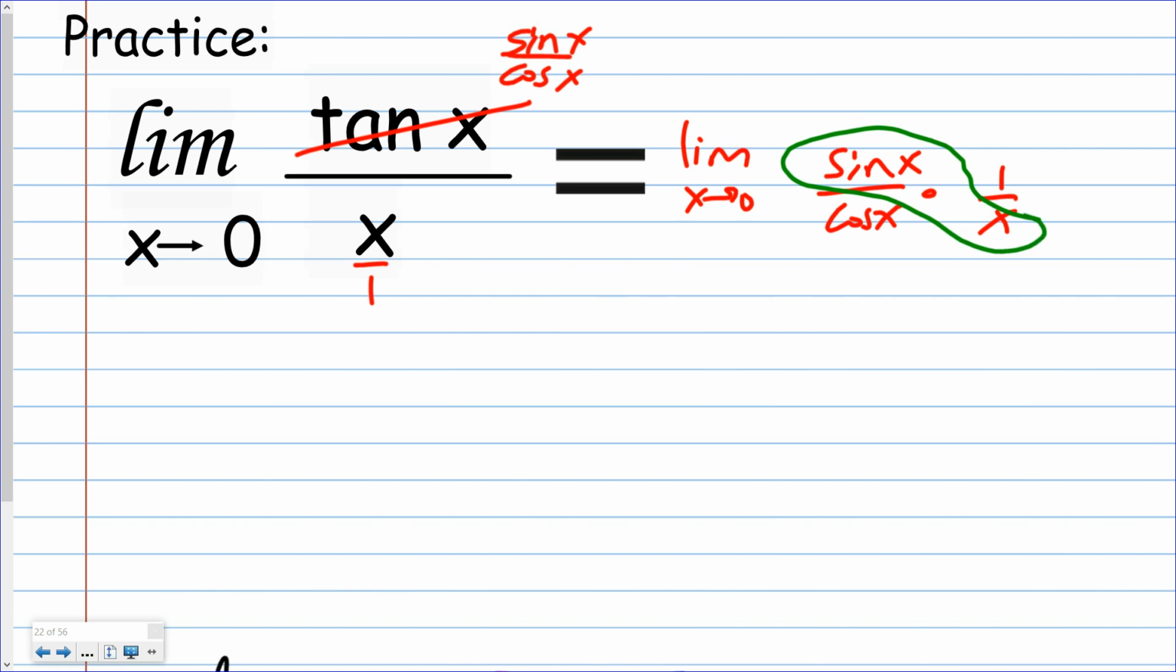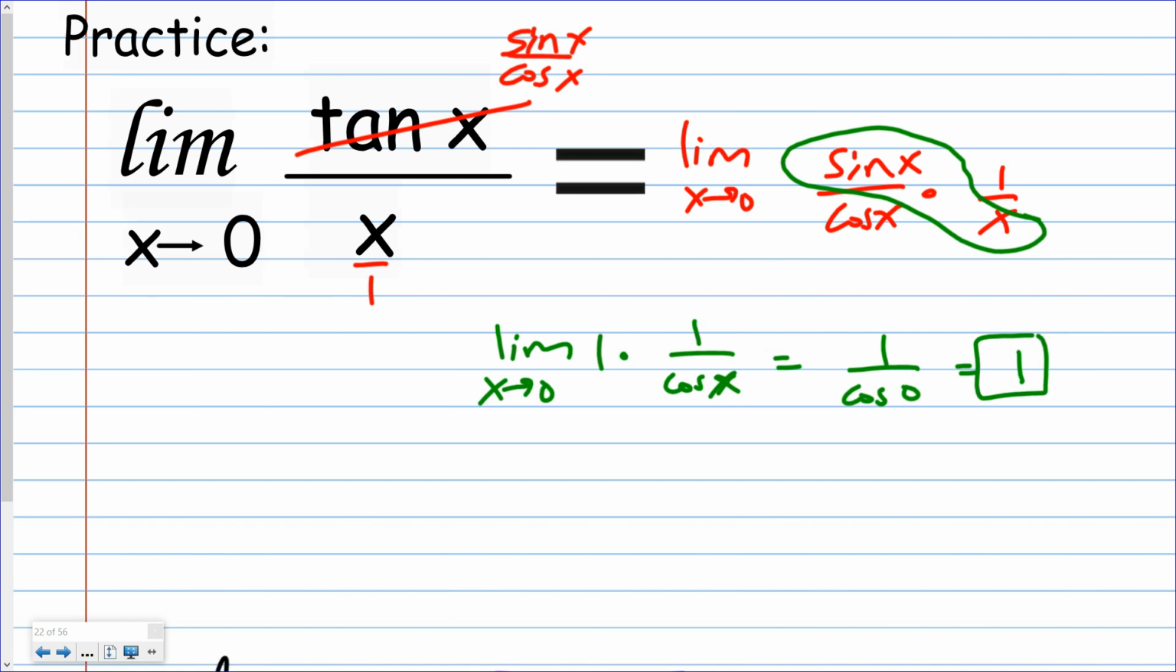Does that make you happy? What is the limit of sine x over x? 1. So this is really the same as the limit as x goes to 0 of 1 times 1 over cosine x. It's really 1 times whatever I have. Well, if I plug in 0 here, what's 1 over cosine of 0? Cosine of 0 is really 1. So 1 over 1 is really 1, and so you see the answer here is 1.